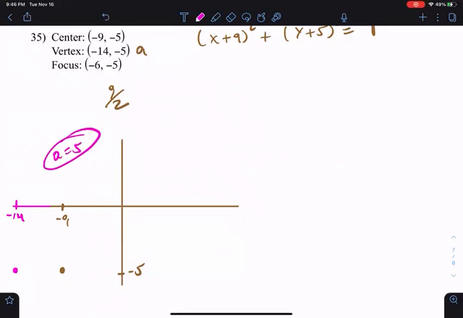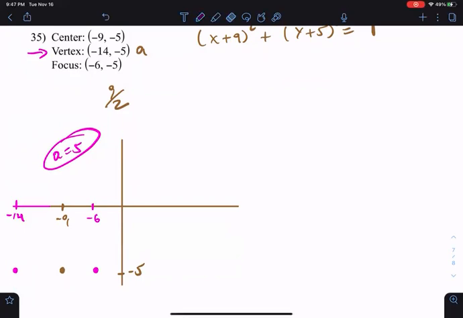A is 5. And you need to find the focus, the distance from the center to this point, right? It should be in the same direction as the vertex. So if you are at -9, -5, they're saying that you need to go to -6, right? Okay. So -6 should be here. They give you only one vertex. So the other vertex should be where? So this is the center, right? So this is one vertex, right?